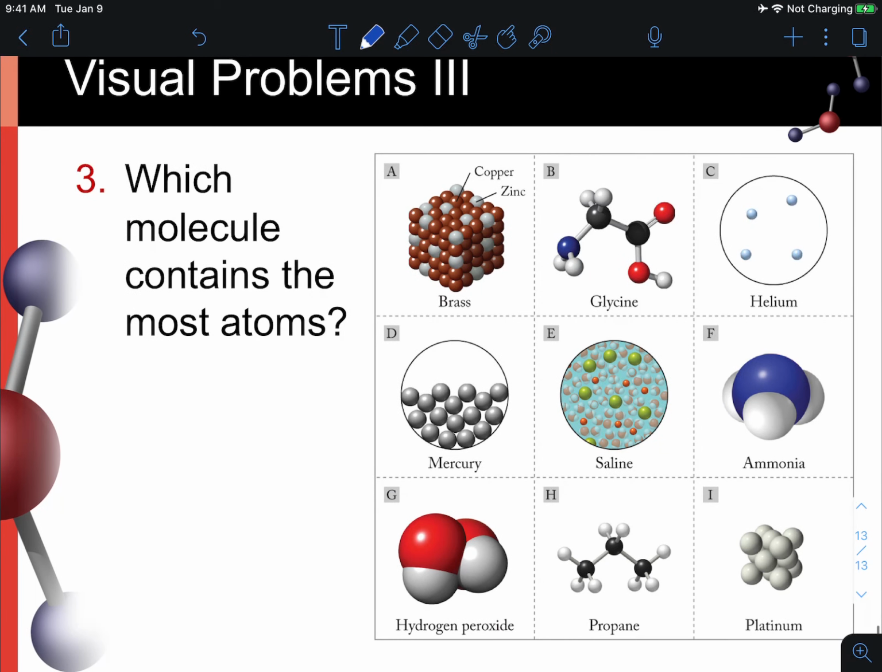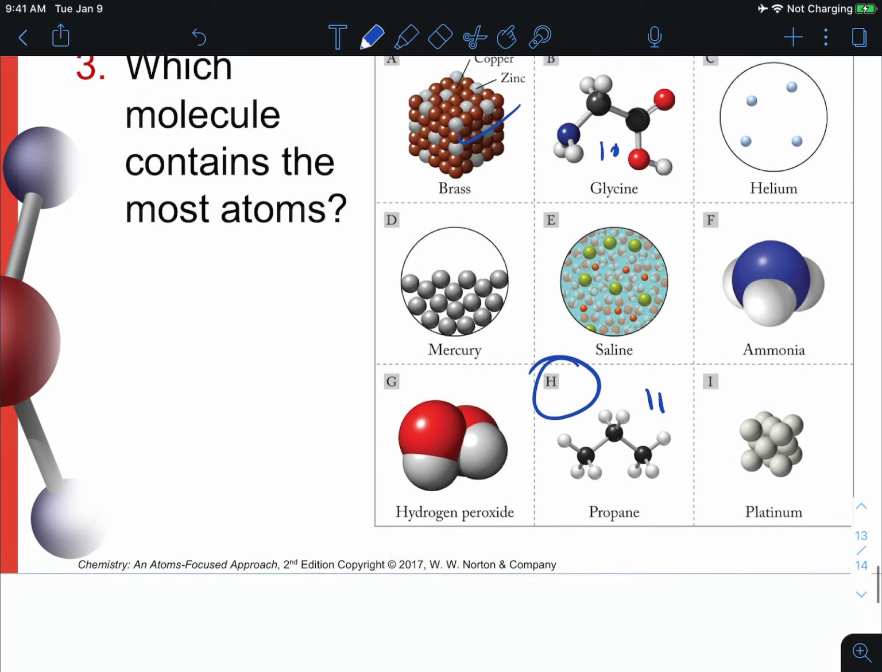Which contains the most atoms? Is just adding them up, but it winds up being propane. Has 11, I think, and this one only has 10. That's all. But you have to use a molecule. Okay, you can't count this because that's not a molecule. That's a mixture. Okay, and that was basically it.